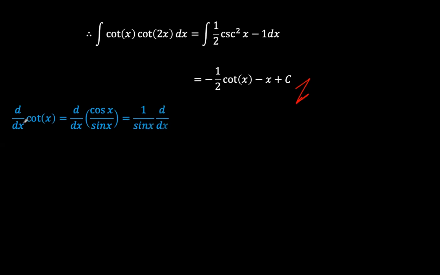So if you differentiate cotangent x, which is the same as the derivative of cosine x over sine x, using the product rule, 1 over sine x times the derivative of cosine x plus cosine x times the derivative of 1 over sine x.